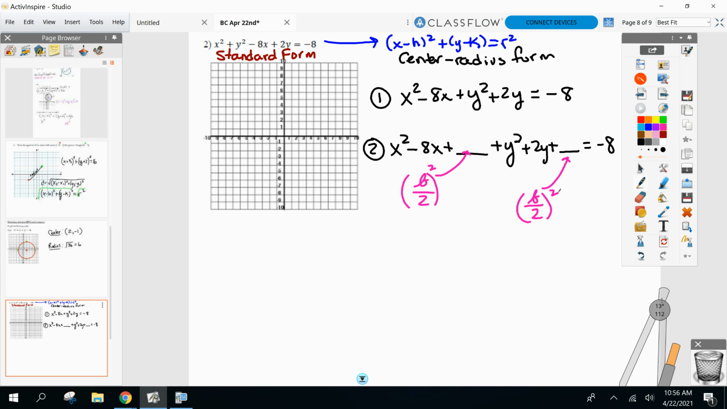All right, ready? What's the b value on the x's? Negative 8 divided by 2 is negative 4. Square it. That's the number that completes the square, 16. What about on the y's now? What's my b value now? 2 divided by 2 is 1. 1 squared is 1.